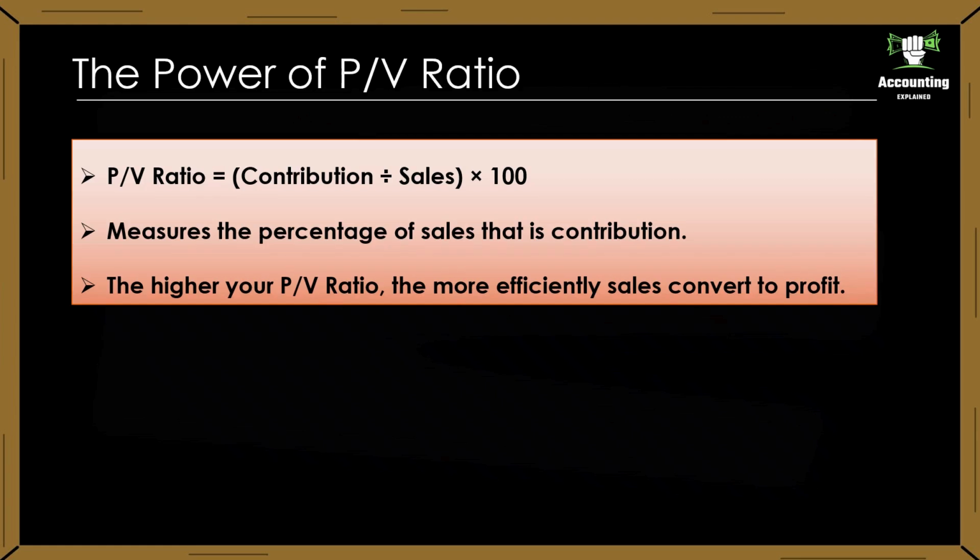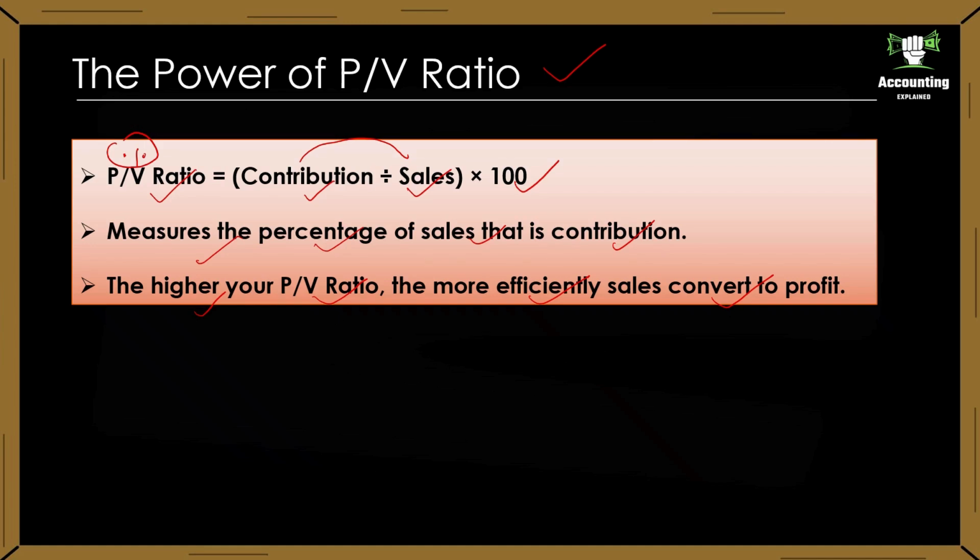We are going to see PV ratio or profit volume ratio. PV ratio is equal to contribution divided by sales into 100. PV ratio is represented as a percentage. It measures the percentage of sales that is contribution. The higher your PV ratio, the more efficiently sales convert to profit. So the more the PV ratio, the more will be the profit. Now you have to remember that PV ratio helps to compare how each product or sales increases the profitability.